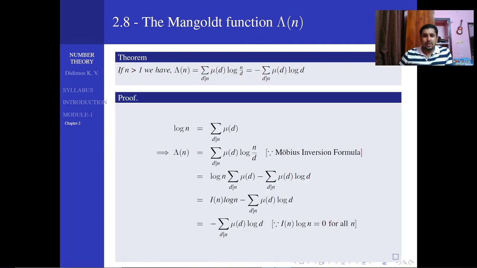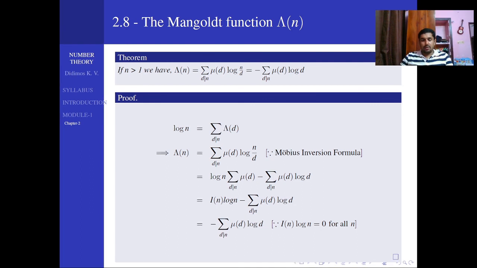So we start with the divisor sum formula of the Mangoldt function. Log n is equal to the sum over d dividing n of, so that is not mu of d, I think that is lambda of d. Okay, I have corrected it. Log n is equal to the sum over d dividing n of lambda of d. That is nothing but the divisor sum formula for lambda. That implies lambda of n is equal to the sum over d dividing n of mu of d log n by d. That is using the Mobius inversion formula.